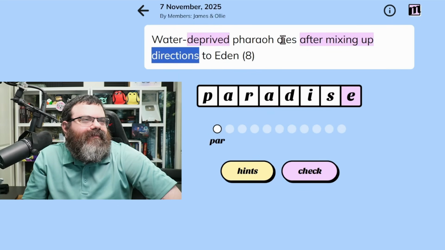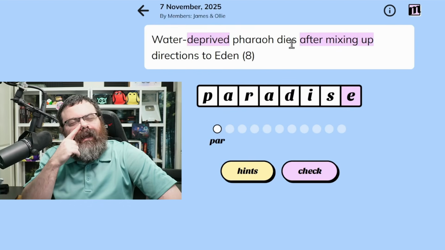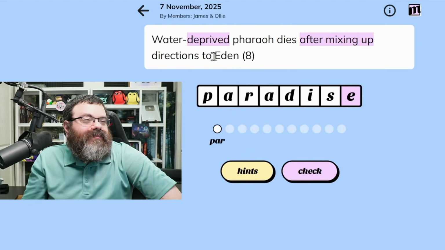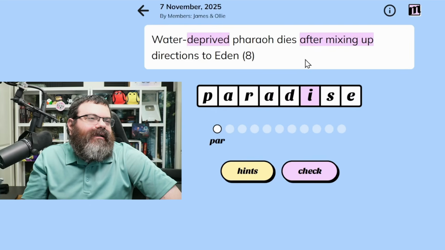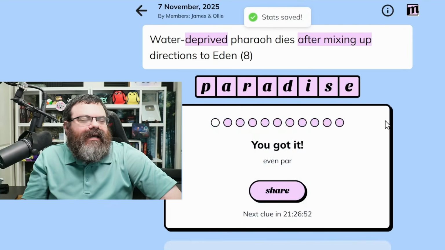I think that they needed the surface reading to make sense. So I think what happens is in order for dies to turn into dice, notice it still starts with DI. All we're doing is mixing up the directions, the east and the south. Now they could have just omitted directions here, but then the surface wouldn't make any sense. So that's what's happened here. This is the answer. Eden is paradise.